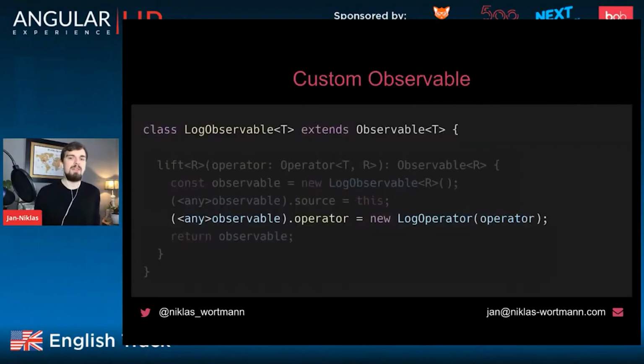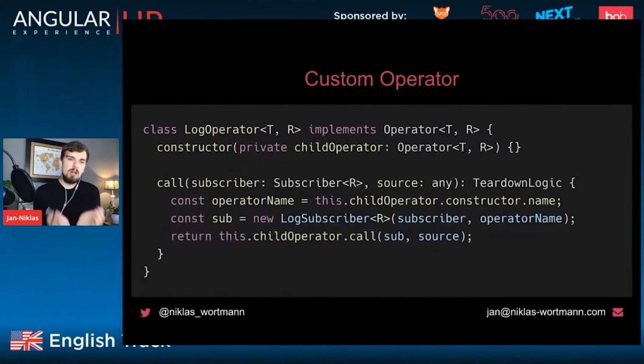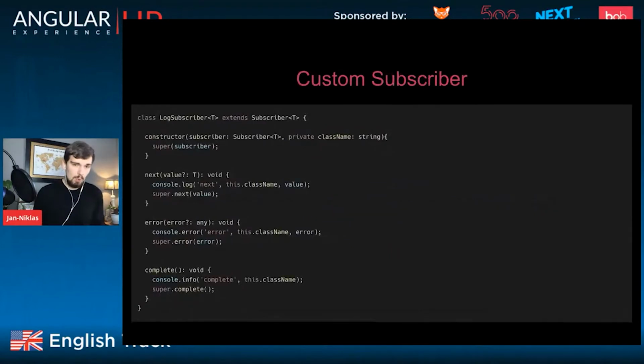So technically, this lift method allows you to create your own observable types. What you can do is extend observable to create, for example, your own log observable that logs every operator. I show this code here. Every operator that is passed to the log observable is again wrapped in a log operator. This log operator then adds nice meta attributes to the subscriber, like the operator name and stuff like that. And in the subscriber, lastly, I'm checking all the channels and emitting what's coming in there.